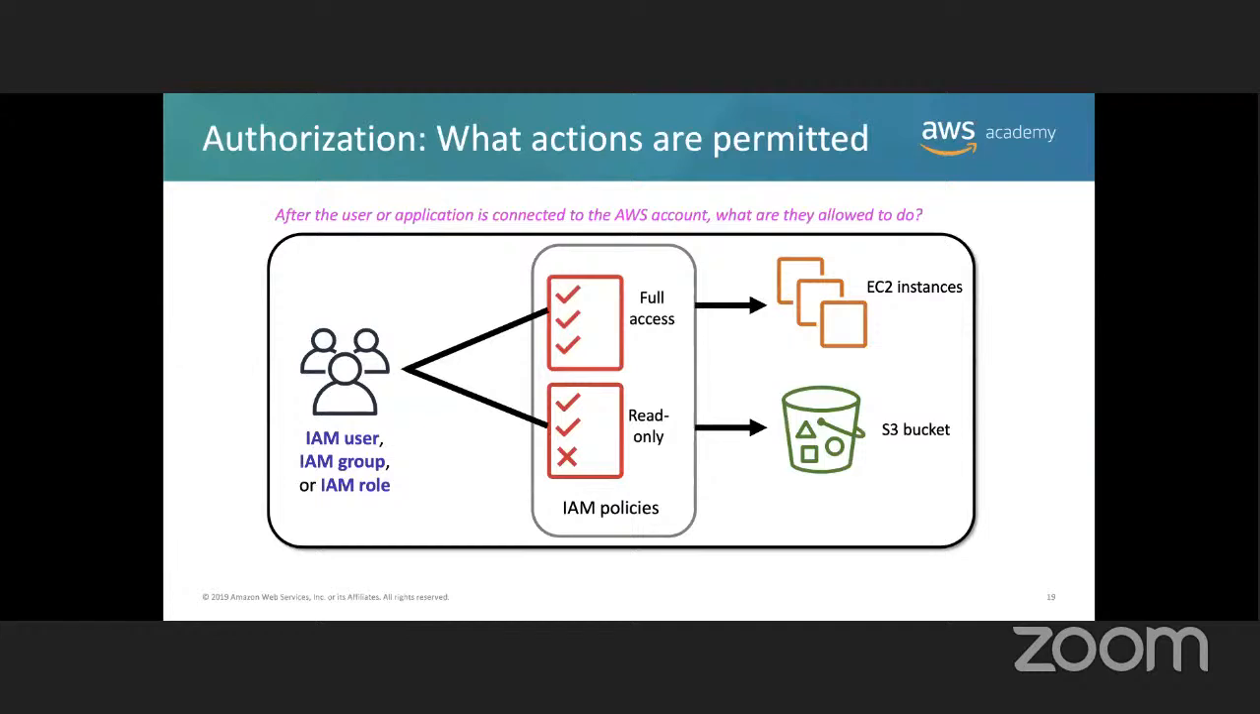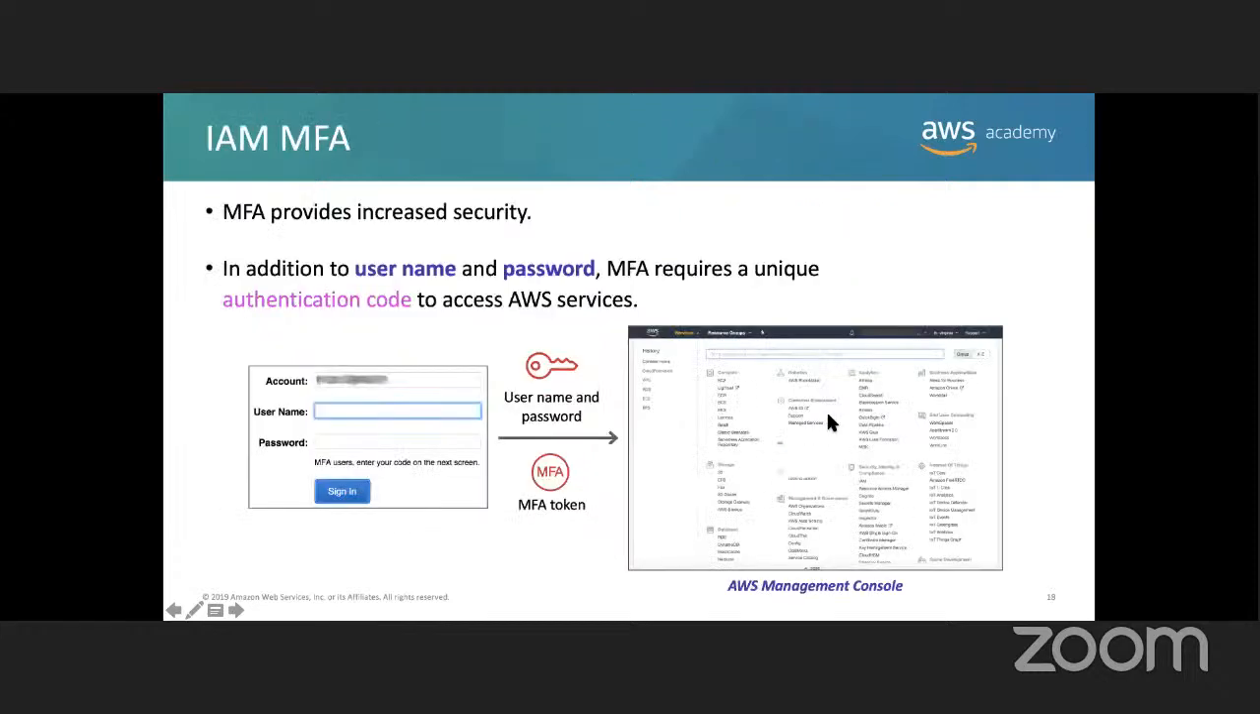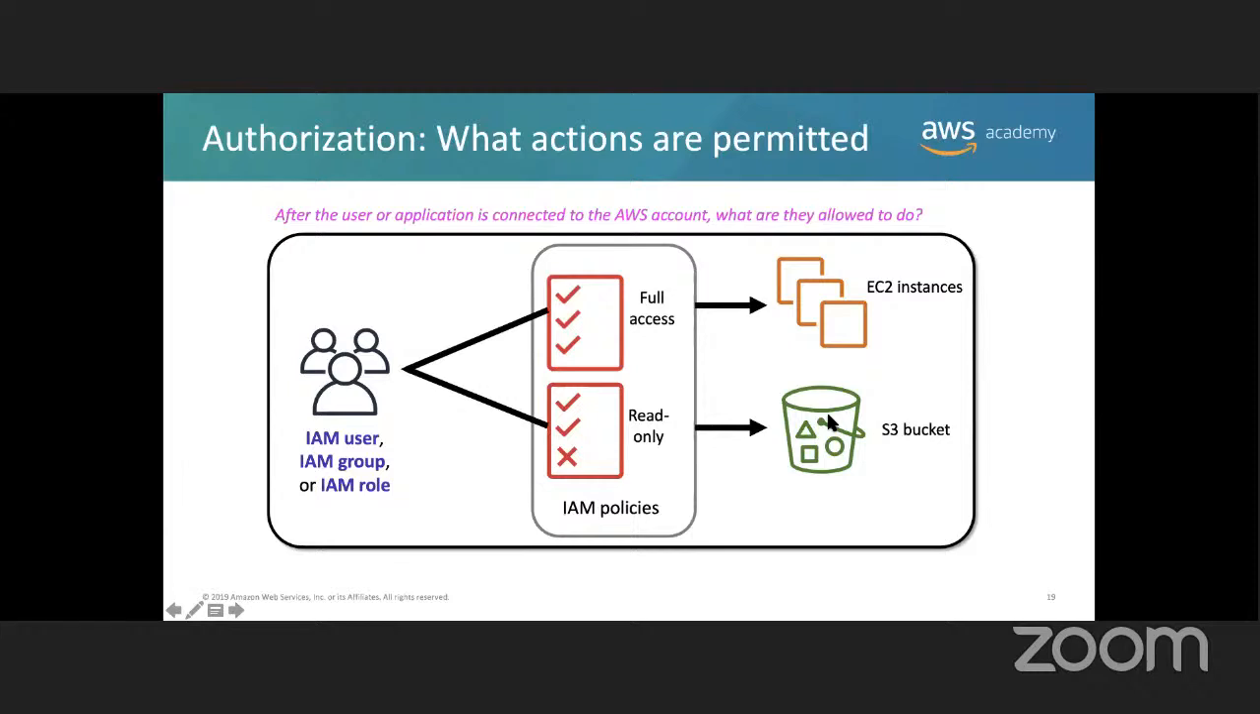Authorization, what actions are permitted? IAM users, IAM group, role, then you have full access or read-only. Those are the policies, full access or read-only. And then you can see everything here in your EC2 instances. You can terminate, launch, update, upgrade, whatever you want to do, with the EC2 instances. And here you can only see the assets inside the bucket, just the objects. You cannot upload, you cannot delete, you cannot update, you can only see. That's it. Okay.